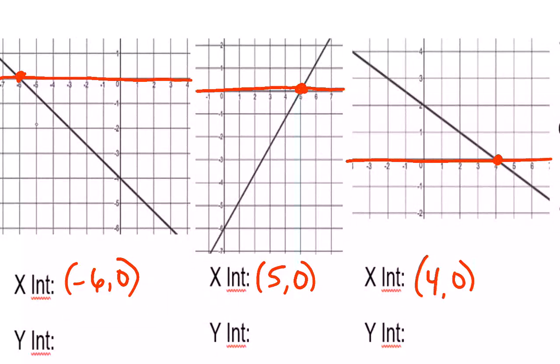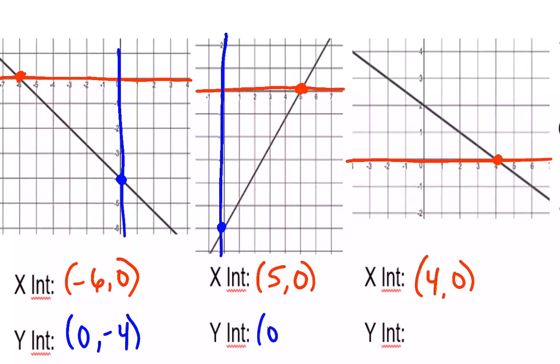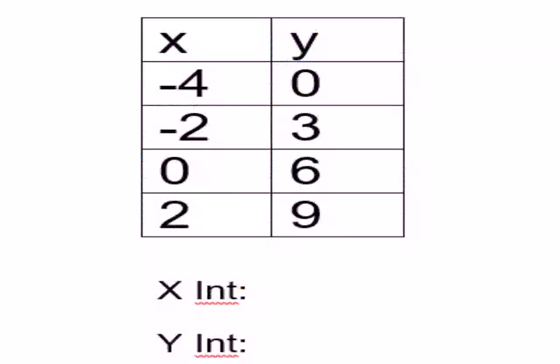Y-intercept is the same idea, but it's where it crosses the y-axis. So the first graph crosses the y-axis at the point 0, -4. The next one crosses at the point 0, -6. And the last one crosses, sorry for that beautiful line, at 0, 2. So when we want x and y intercepts from graphs, you're seeing where does it cross the x, where does it cross the y.